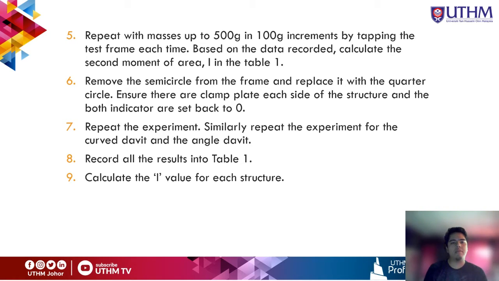Remove the semicircle from the frame and replace it with the quarter circle. Ensure the plates are clamped on each side of the structure and both indicators are set back to 0. Repeat the experiment. Similarly, repeat the experiment for curved davits and angle davits. Record all the results in table 1. Calculate the I value for each structure.